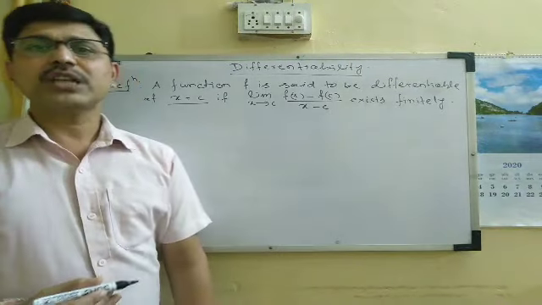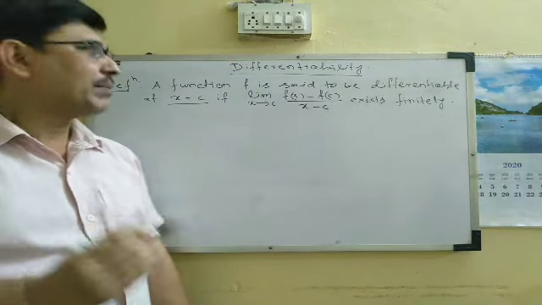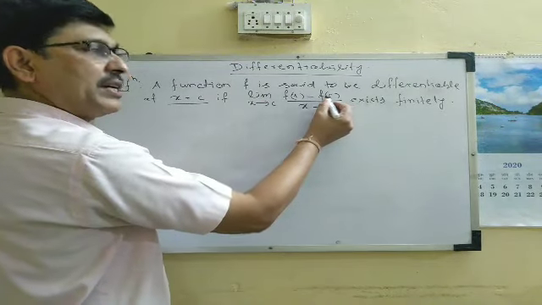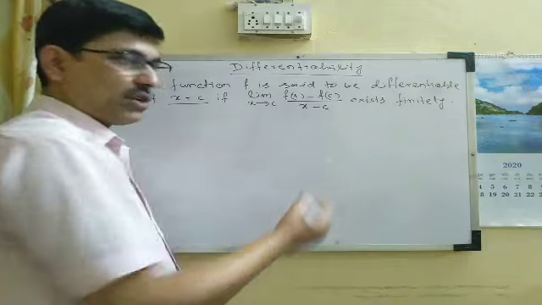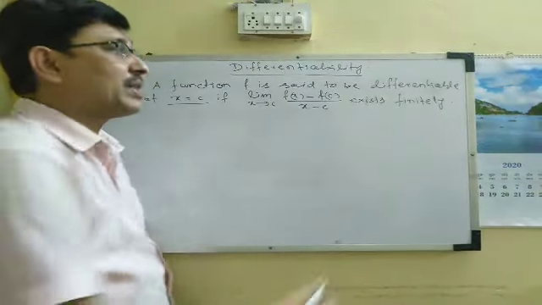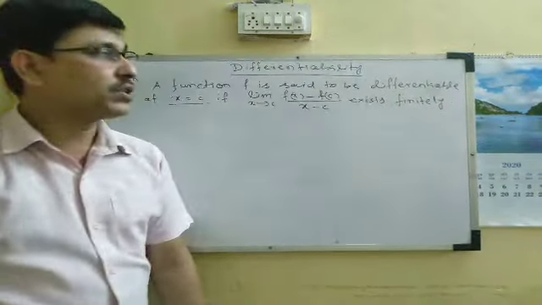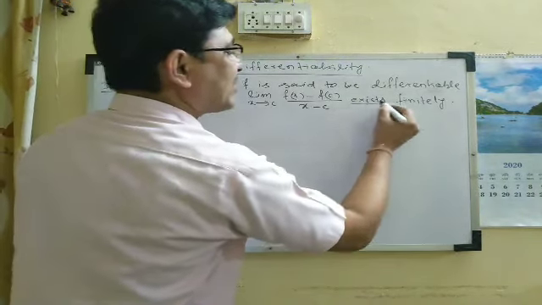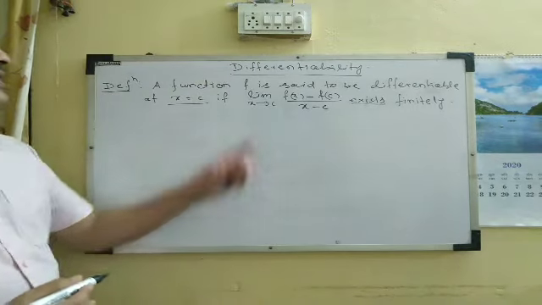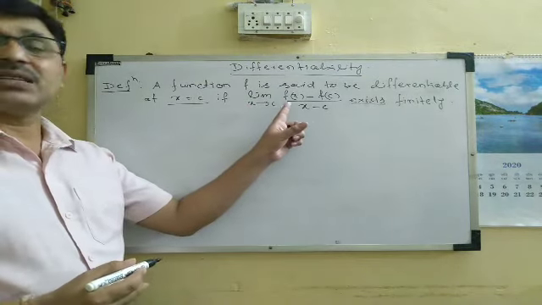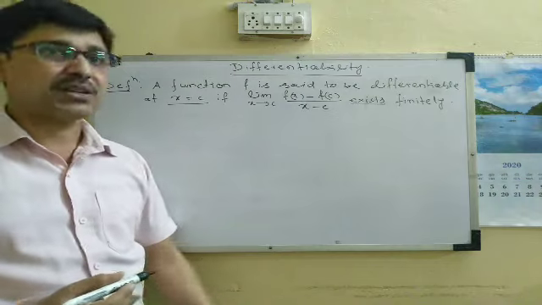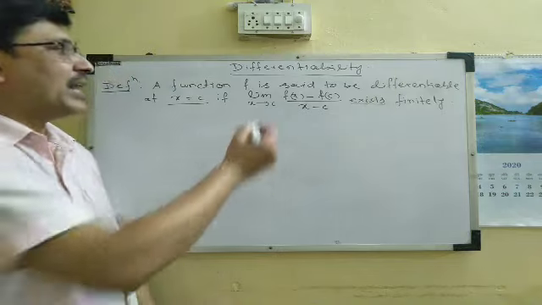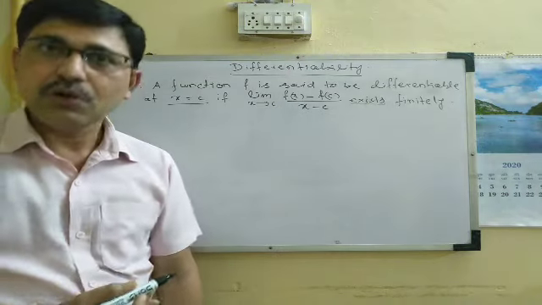That means to check the differentiability of a function, we have to check whether this limit x tends to c, f of x minus f of c divided by x minus c exists or not, and if it exists, whether the number is finite or not. So these two things we have to check. So let us come to check whether this limit exists or not. Under what condition does this limit exist? This limit will exist only when left hand limit is equal to right hand limit.